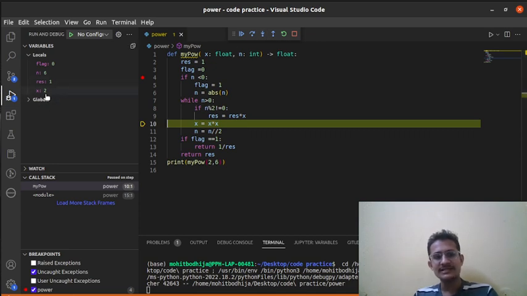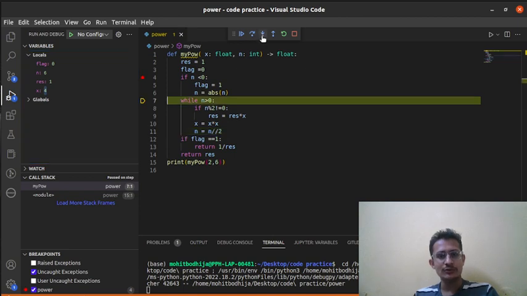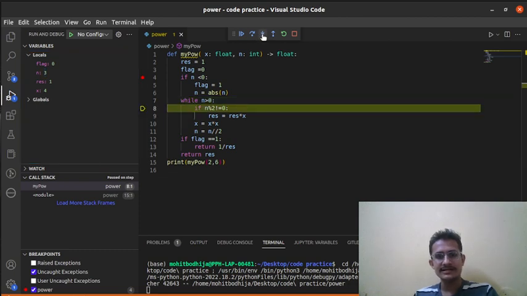Initially the x value was 2, so now x will become 4. As you can see, the x value is updated here. n will be reduced by half, so n will become 3 now. Again we have come to the while loop. This time it will check, is it divisible by 2? No, it is not divisible by 2.